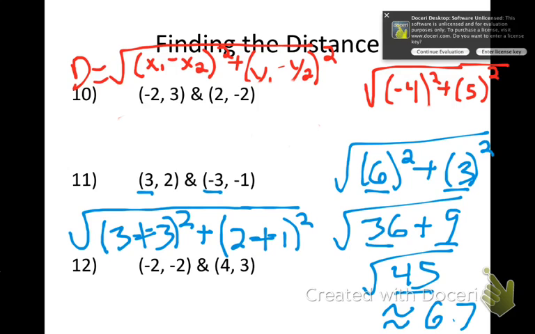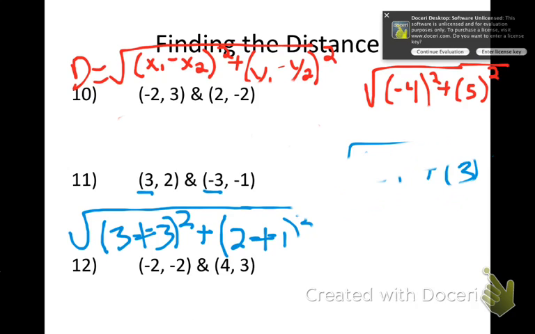Wait, I thought you just subtracted the distance. You do. But when you're subtracting a negative, you get a positive. Oh, yeah. Right? Yeah. All right, let's try number 12 here.